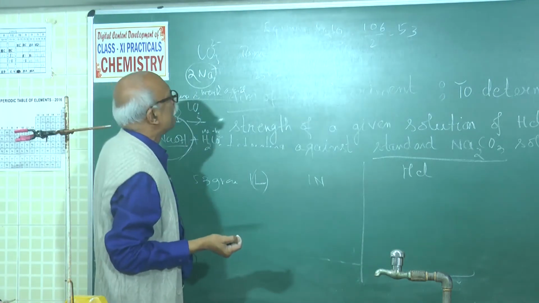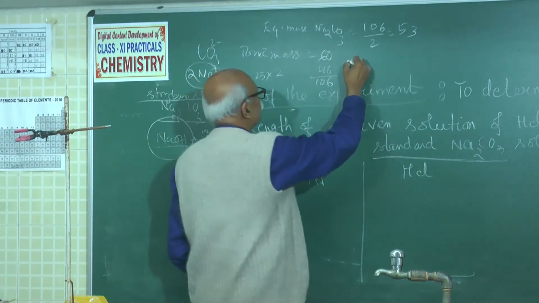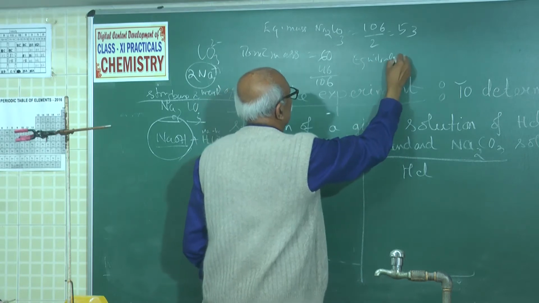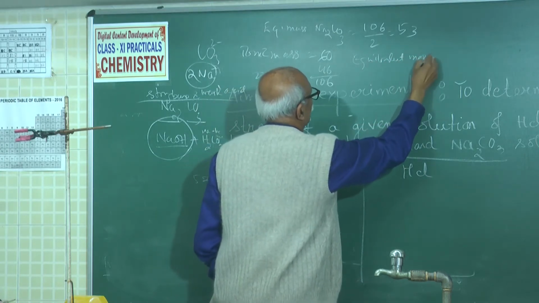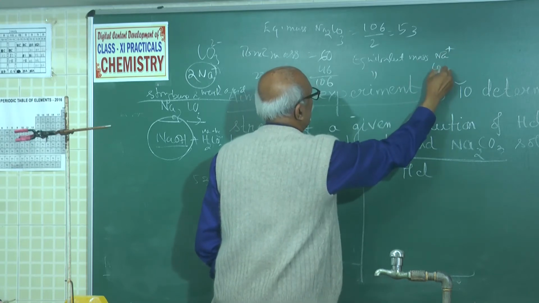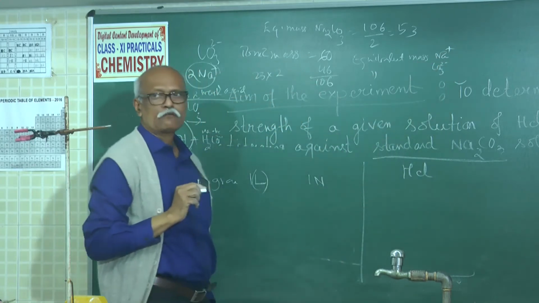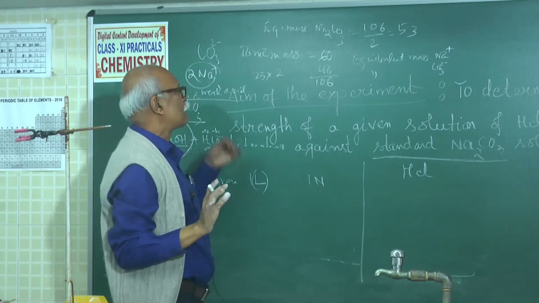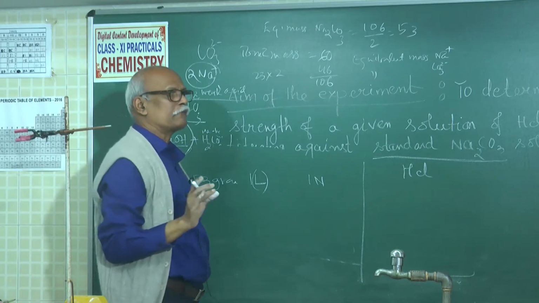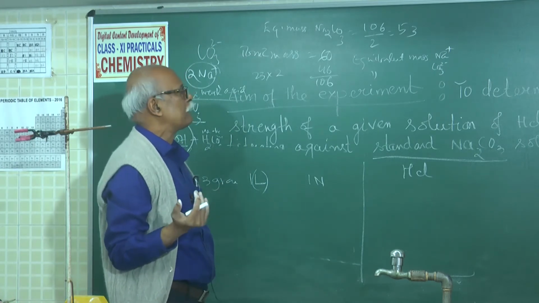Or also you can write down the equivalent mass of sodium carbonate. Also you can find out like this: equivalent mass of sodium ion plus equivalent mass of carbonate ion. Also you can calculate like this. For any ionic compound, the equivalent mass of that ionic compound is equal to the equivalent mass of the cation plus equivalent mass of the anion.